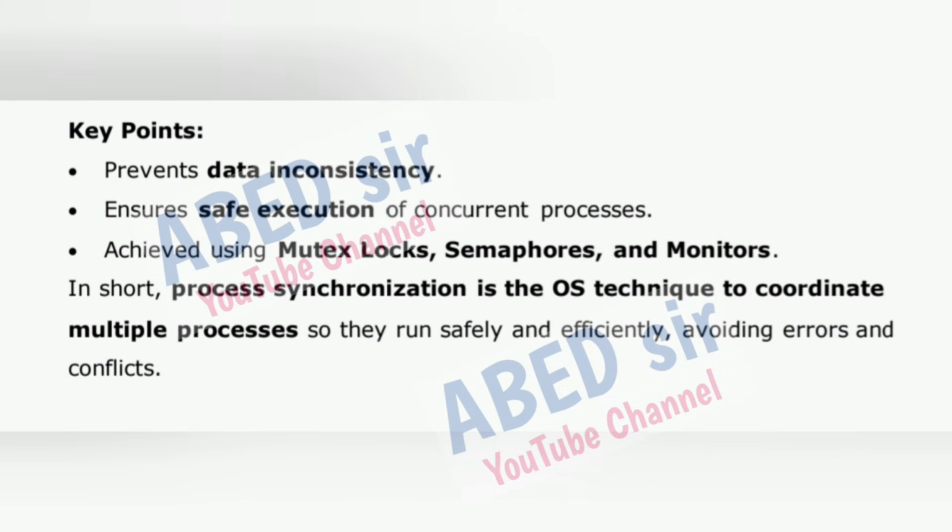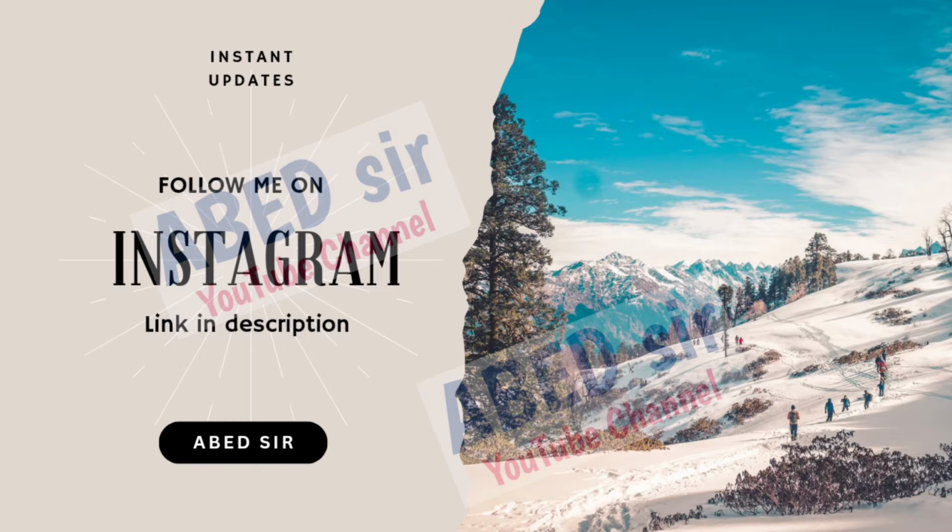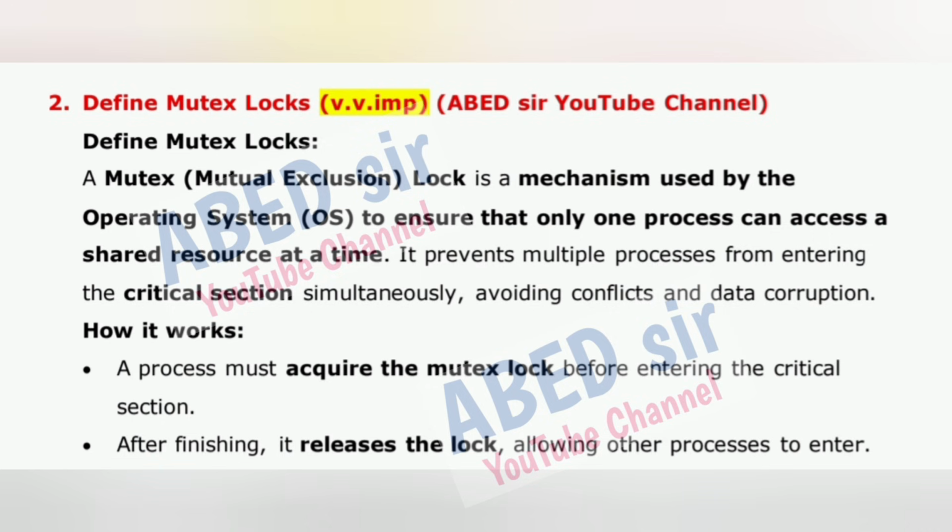Key points: prevents data inconsistency, ensures safe execution of concurrent processes, achieved using Mutex locks, semaphores, and monitors. In short, process synchronization is the OS technique to coordinate multiple processes so they run safely and efficiently, avoiding errors and conflicts. Next important short question is: 2.